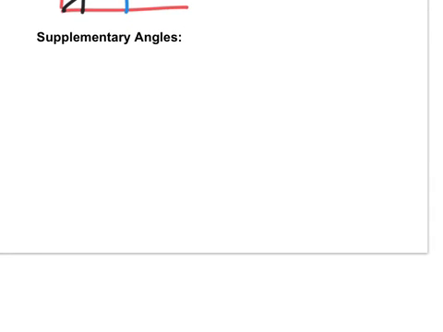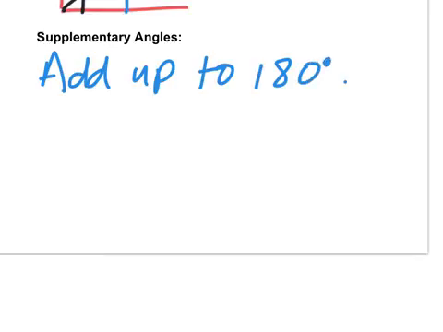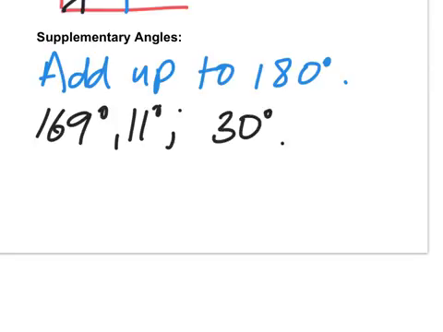Supplementary means that they add up to 180 degrees. So examples of supplementary angles would be 169 degrees and 11 degrees. They will be supplementary. 30 degrees, 150 degrees, they would be supplementary. So these are examples of angles that are supplementary to each other.